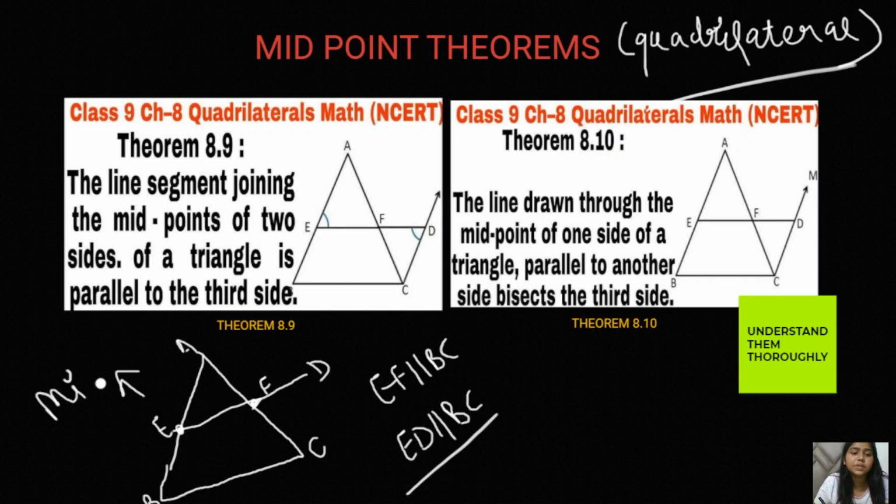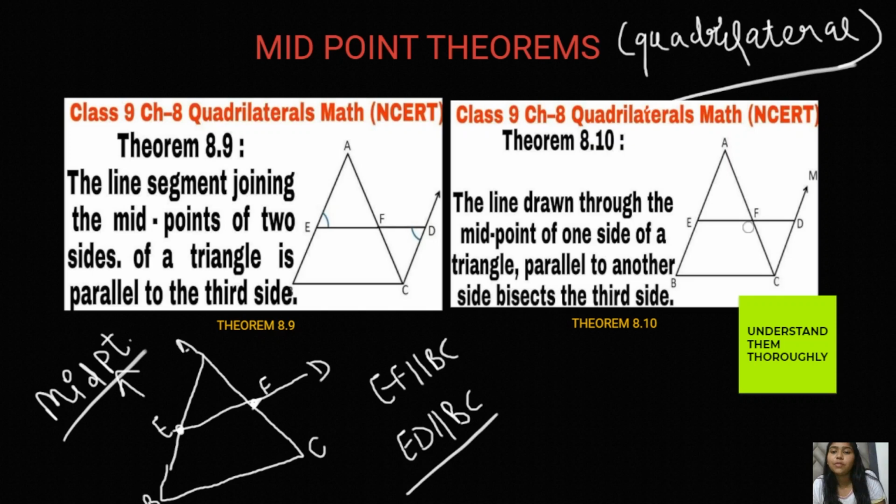This is called the midpoint theorem because in this case the line which is parallel to the third side of the triangle is formed by the midpoints of the other two sides. That is why it is known as the midpoint theorem. Now 8.10 is basically just the converse of the midpoint theorem: the line drawn through the midpoint of one side of the triangle parallel to another side bisects the third side.